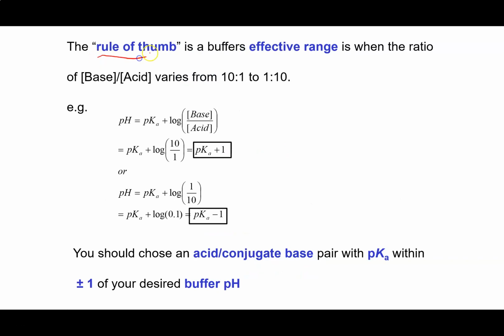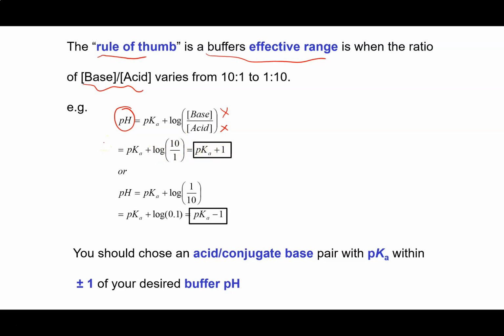The rule of thumb as far as a buffer's effective range is concerned is that we don't want one component to be more than 10 times the concentration of the other. That is, we want the ratio of our conjugate base to our weak acid to never be such that we have 10 times more of one of those things than the other. So when we do some math here, imagine that we had 10 times as much base as acid. We can calculate the pH for that scenario. It would be the pKa plus the log of 10 on 1, and the log of 10 is just 1. So this would be a pH of pKa plus 1.